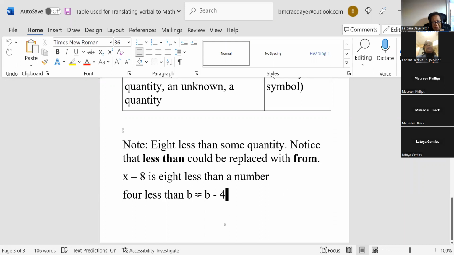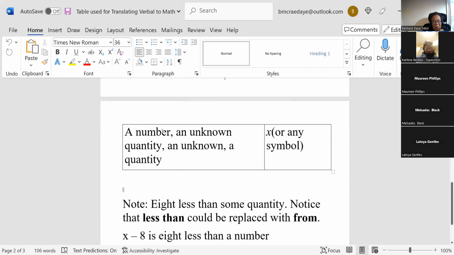4 less than b, I'll just put it as is. I'm not going to use equals here. These are expressions. 4 less than b is b minus 4. 4 subtracted from the number we're calling b. Remember, the number can be any variable.